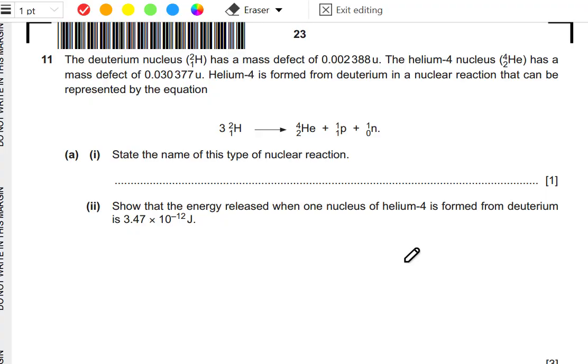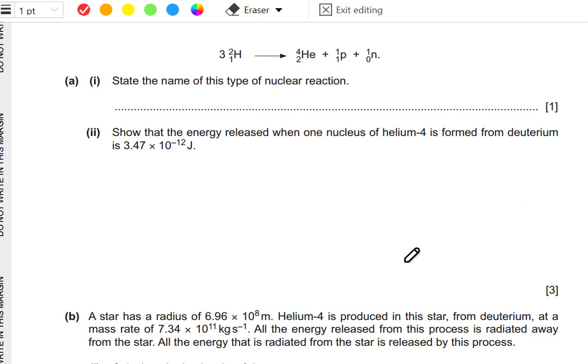Deuterium has a mass in U, and helium has a mass also in U. Helium formed from deuterium in nuclear reaction can be represented. We have 3 deuterium here that form helium, a proton and neutron. State name of this type of nuclear reaction, it is fusion.